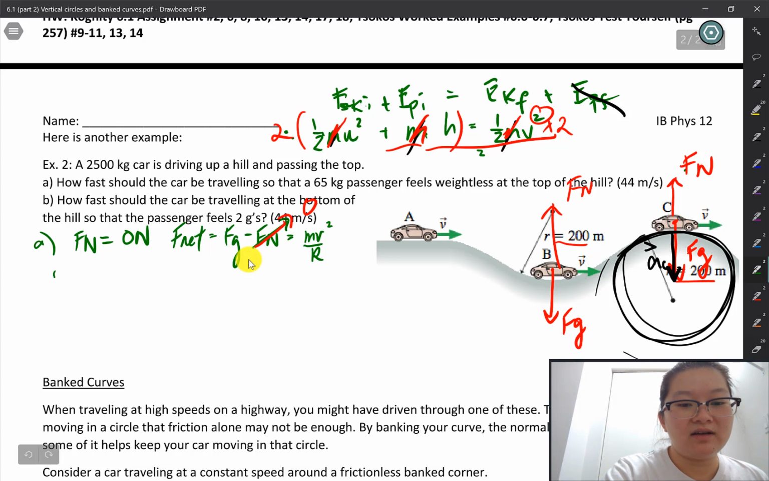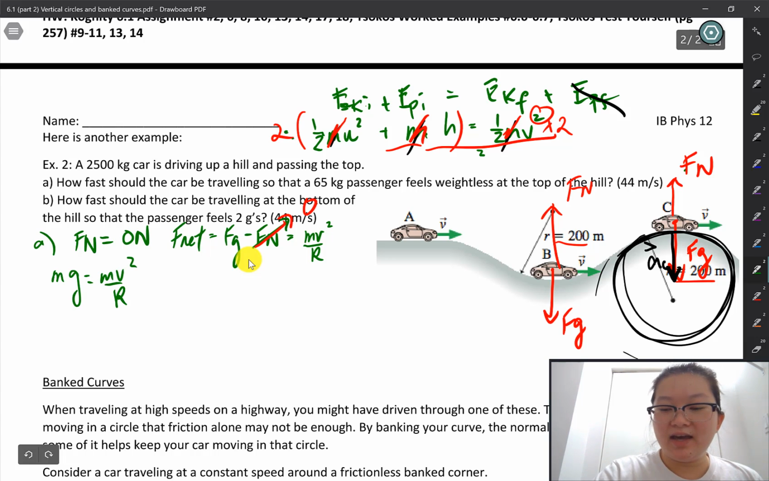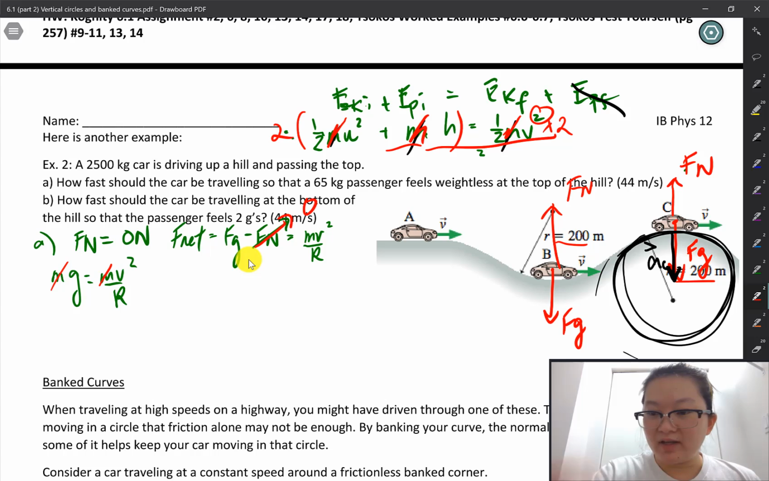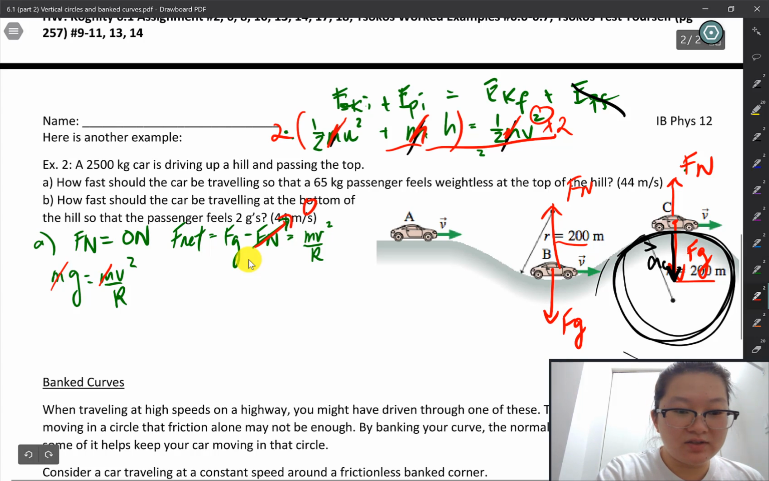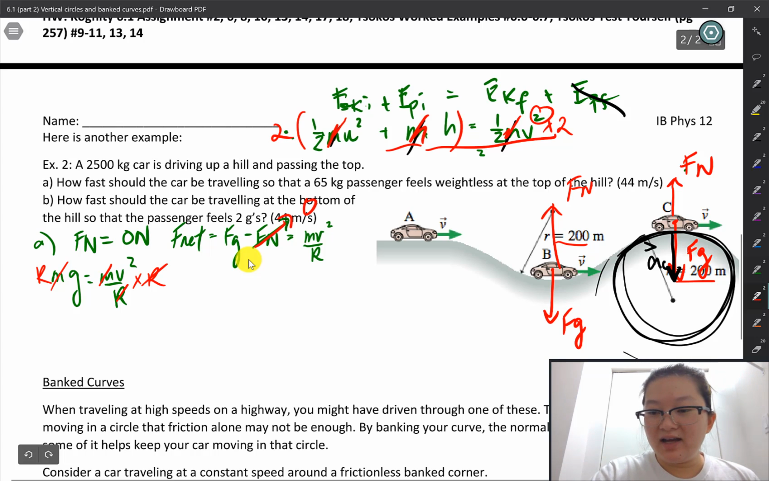So let's write that here. mg equals mv squared over r. Because Fn went away, Fg is just mg, and we want to cancel the m's, because the mass is the same. We want to find what? The speed. Perfect. So then we just rearrange this by multiplying r on top. That gets rid of that.